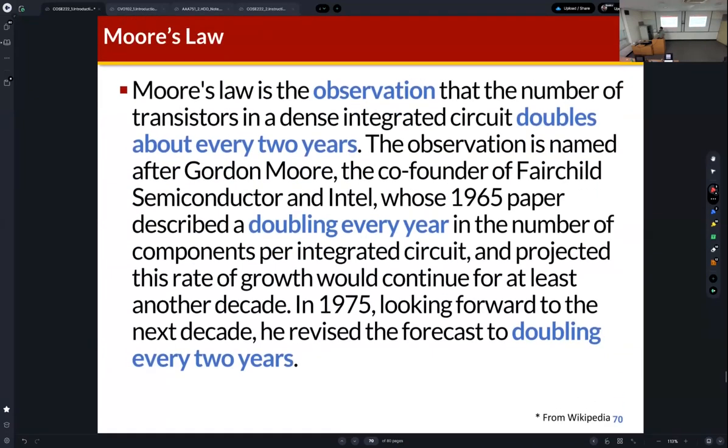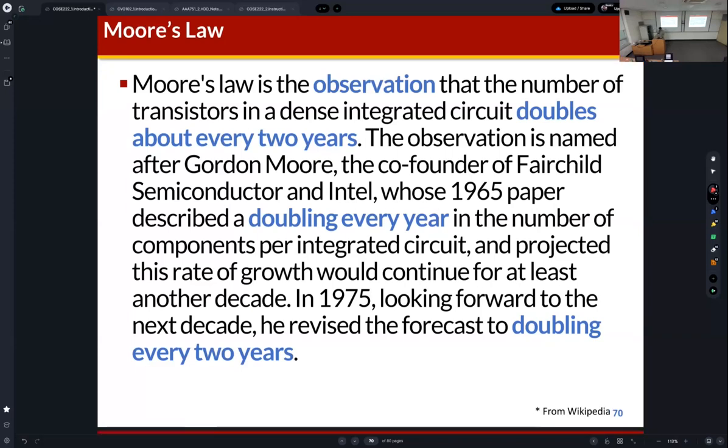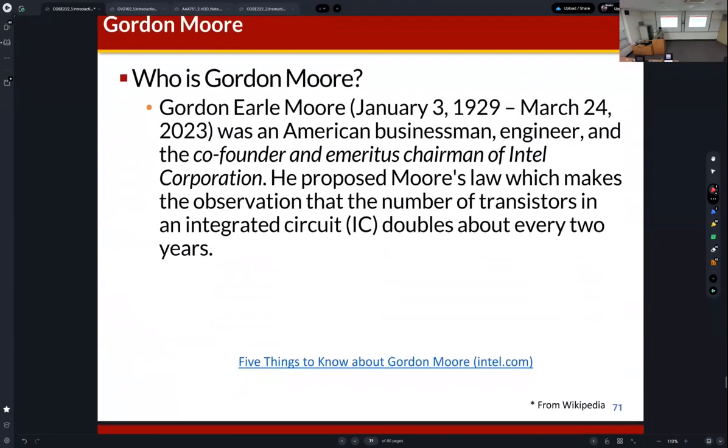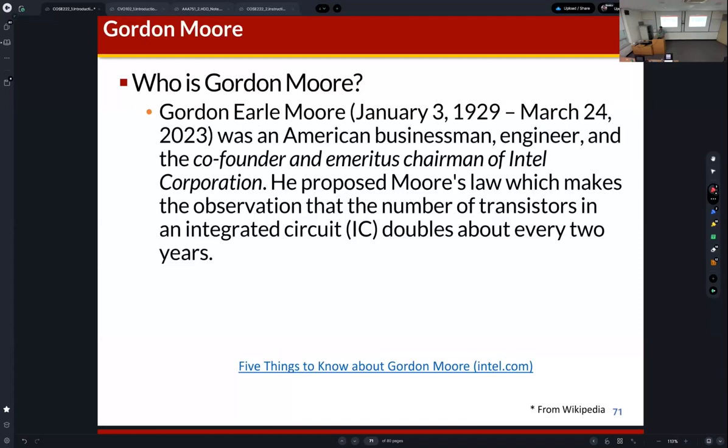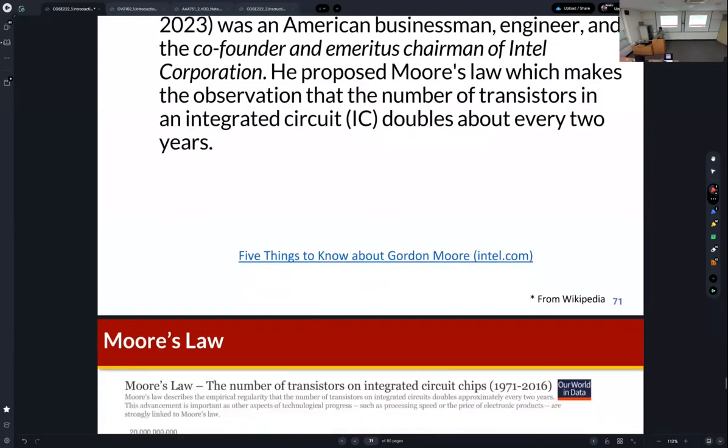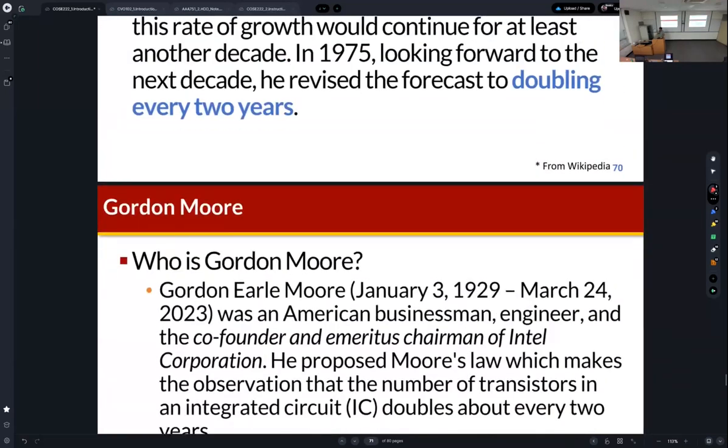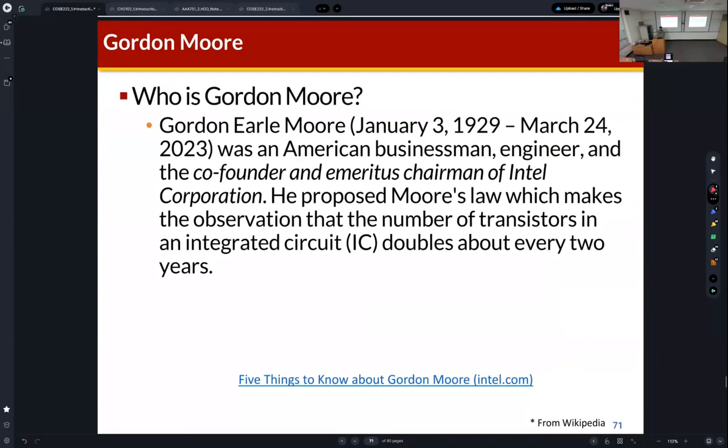So this is Moore's law, in Wikipedia. Actually, Gordon Moore died this year. He was CEO of Intel, a co-founder. Why is Moore's law important or critical?